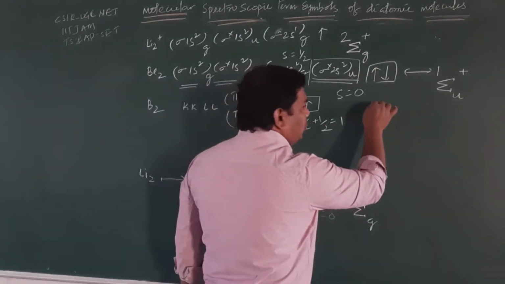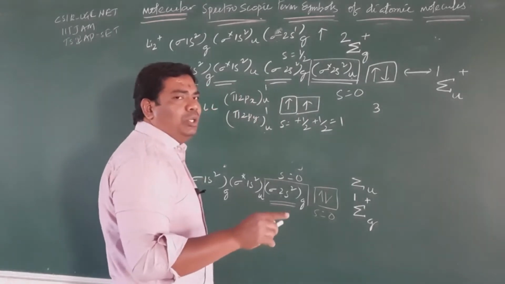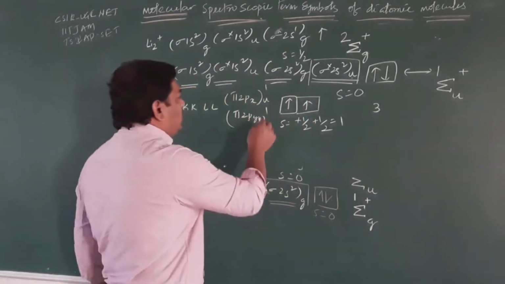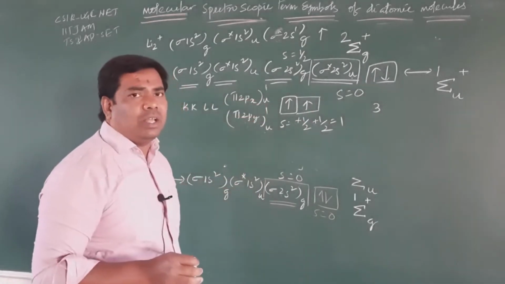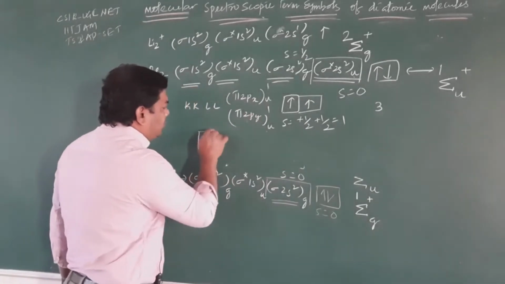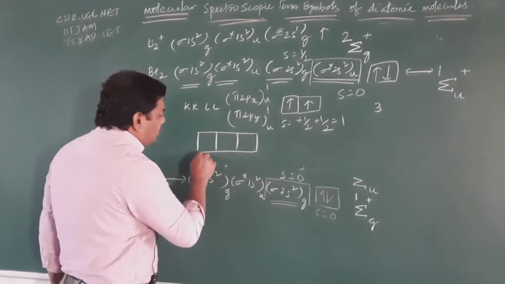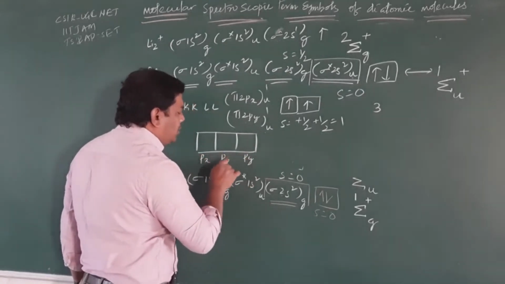So 2 into 1 plus 1, that is equal to 3. Okay, clear student? The electrons are present in p orbital. So here you will write p orbital. So this is px, this is py and this is pz.